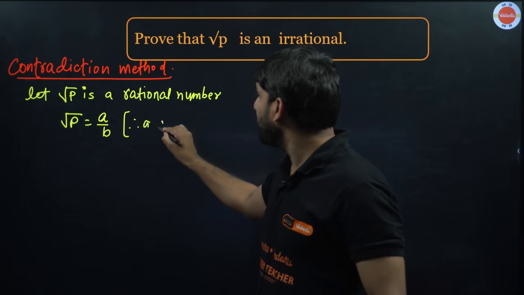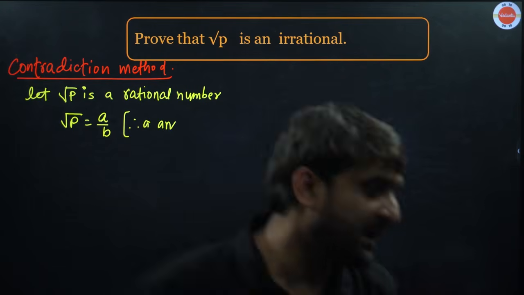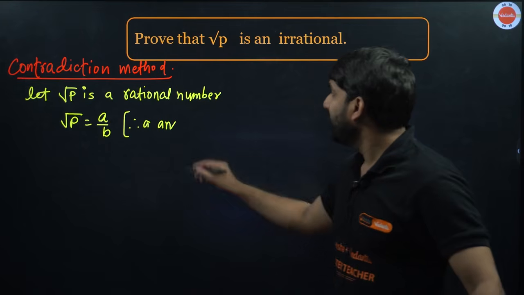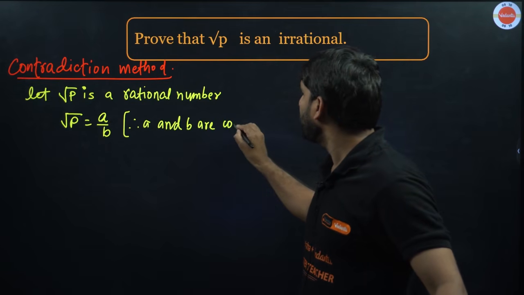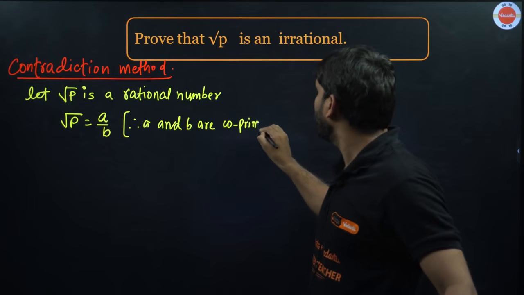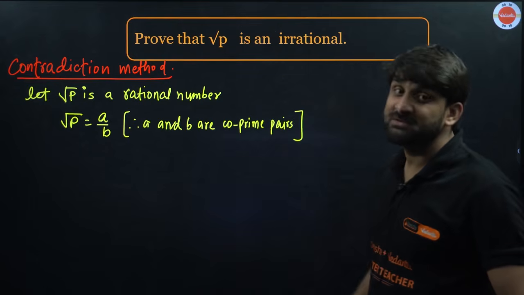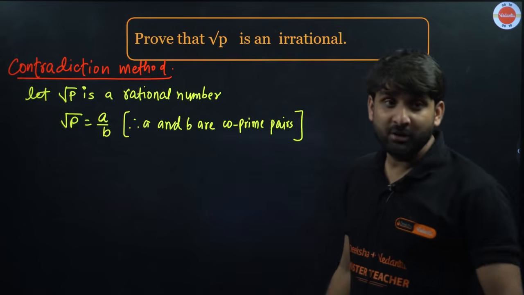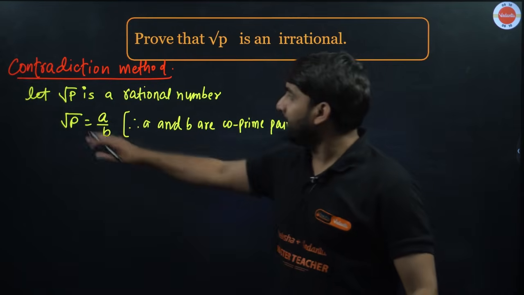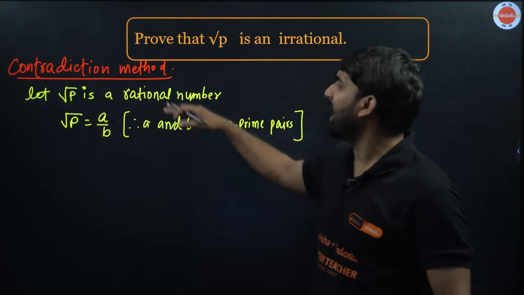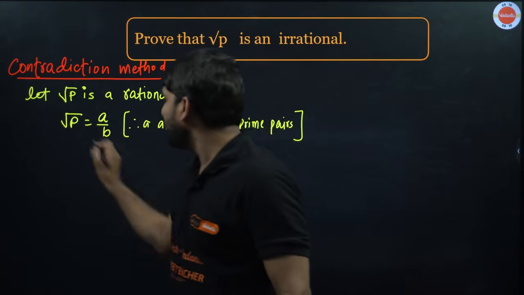And here a and b, please don't forget to mention this line. Here a and b are co-prime pairs. Please make sure to write this. Co-prime means a and b both have the common factor only 1. Can you find this? Okay. So if root P is a rational number, so root P can be written as a by b. Now can we cross multiply?